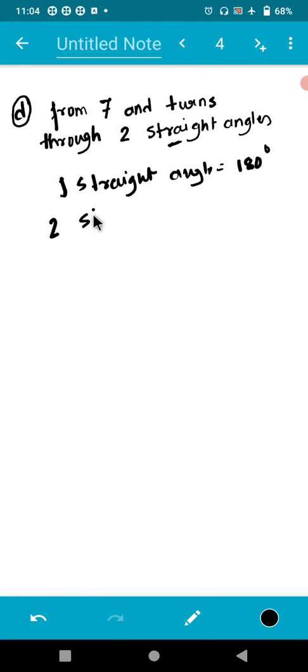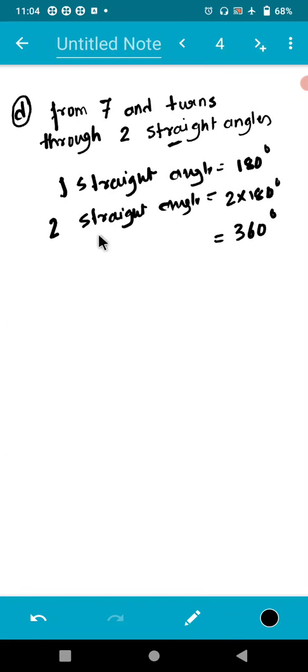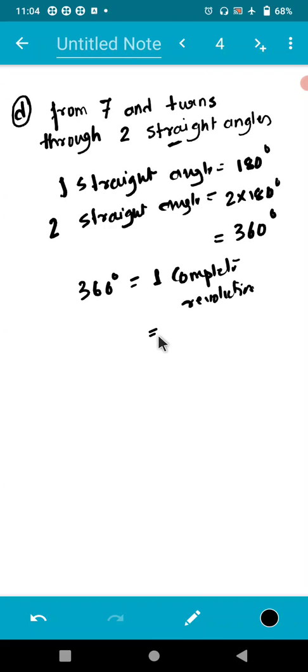So 2 straight angles would be what? 2 straight angles would be, you can write 180 plus 180 or 2 into 180. Both will give you the same answer, that is 360 degrees. And we know that if anything moves 360 degrees, that means 360 degrees is equal to what? One complete revolution. And if I have to know how many 90 degrees it will move, then we will divide 360 by 90. That means 4 right angles.